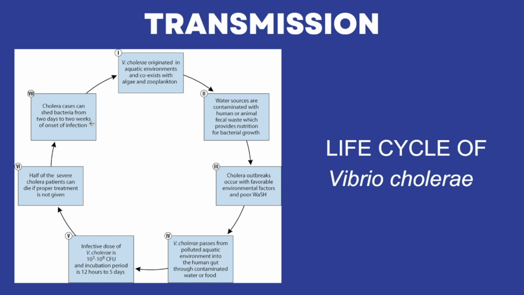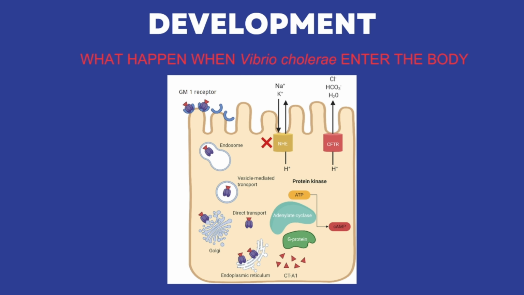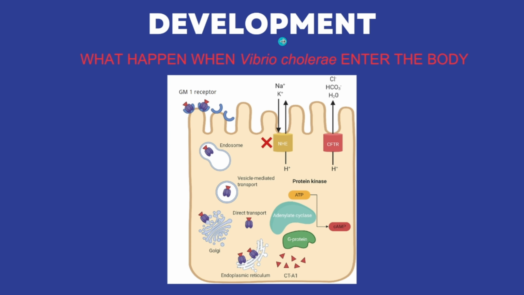So this is the transmission cycle. The major transmission is this: when you consume contaminated water or food, you will get this. Okay. Now, this is the development of cholera. When the viable cholera bacteria enter your body, this will happen. The host cell for this bacteria is the intestine cell, the small intestine.